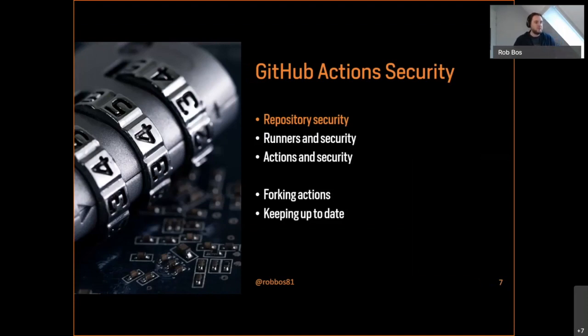The key takeaways for the session are listed here. We'll start with repository security and all the aspects that you need to think about there as well. It's not just your actions that you need to think about, but also the runners that are executing your actions, the actions yourself. And then we'll go over some best practices like forking the actions and making sure that you keep up to date with any incoming changes.